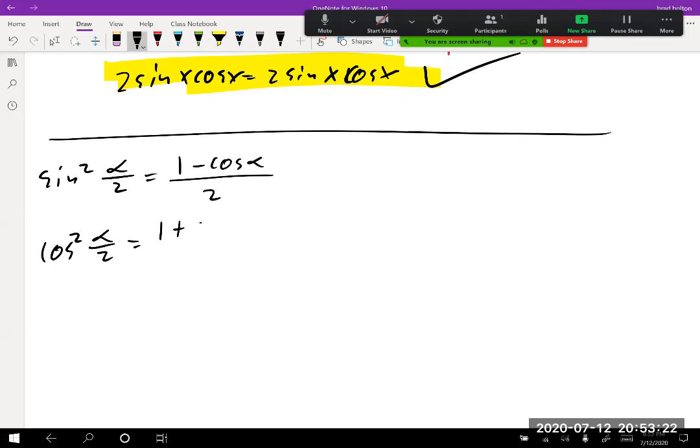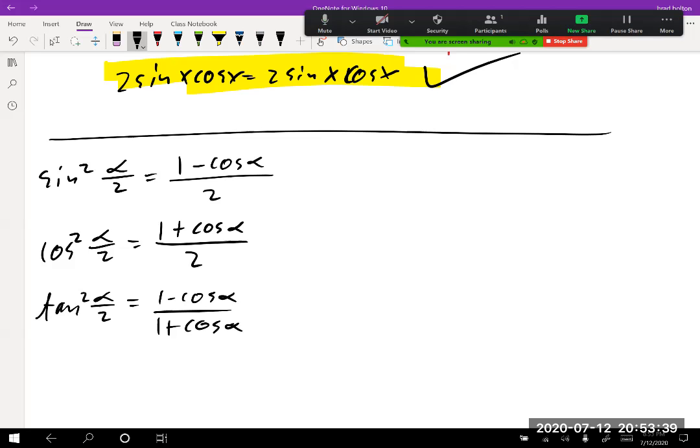plus cosine alpha over 2. Yeah, we're not going to have time to go into all the detail of this, but just kind of trust. Tangent squared alpha over 2 equals 1 minus cosine alpha over 1 plus cosine alpha. And that one's similar to what I showed you in another problem from a different video.